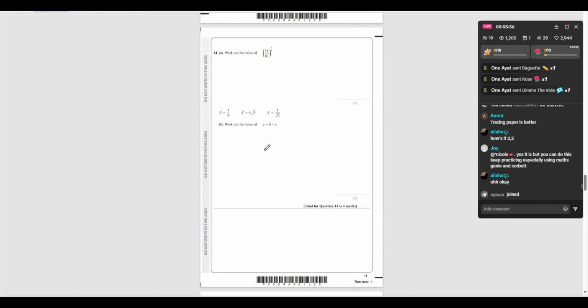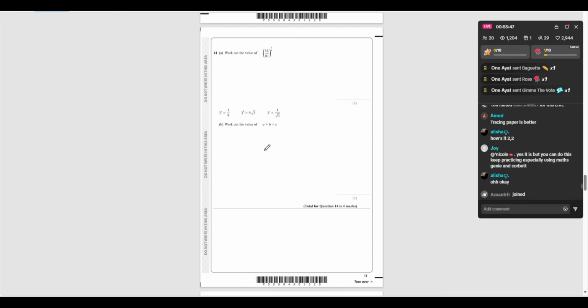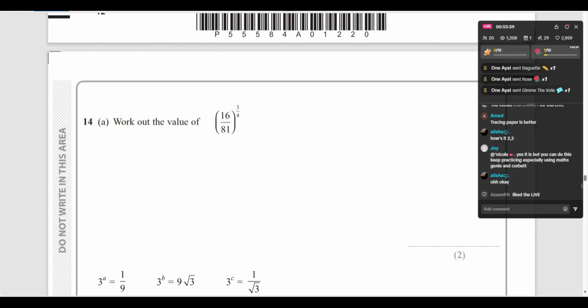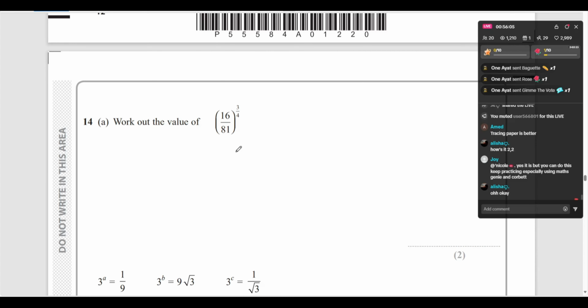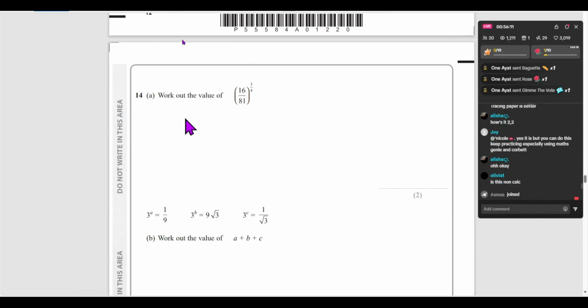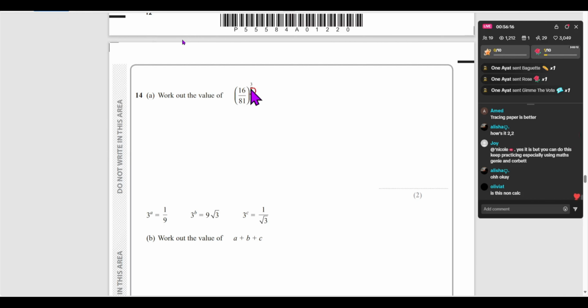Okay, moving on to question number 14. Work out the value of 16 over 81 to the power 3/4. The first thing I'm going to do is get rid of this denominator of 4. If I zoom it in, so you can see it now. We need to get rid of this 4 over here.